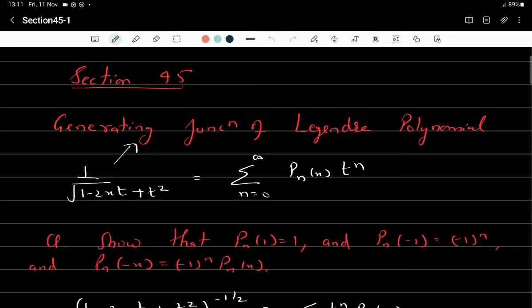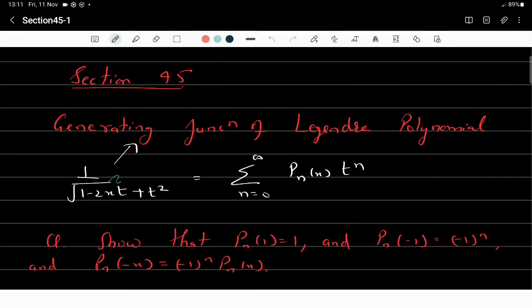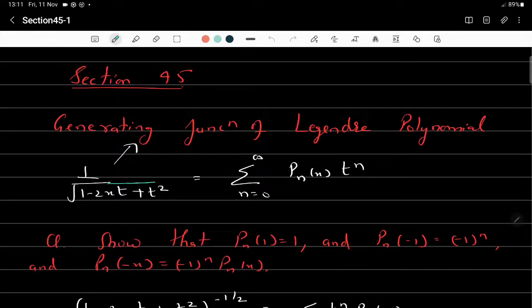So we say that 1 by square root of 1 minus 2xt plus t square is equal to summation P_n(x) t raised to the power n. It means that the coefficient of t raised to the power n gives you the value of P_n(x). So when you expand, for example, if you want to compute P1, P2, then it can be computed from the generating function.